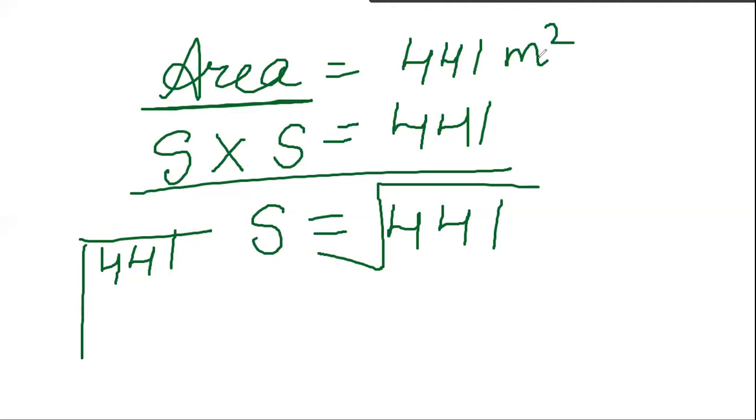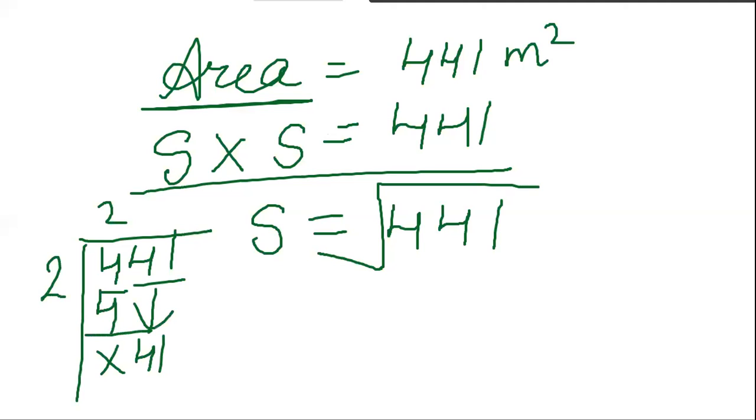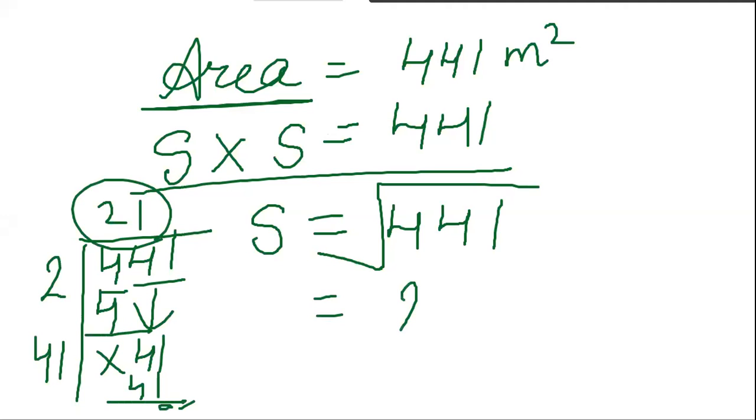So it will go on 2 first. 2 2s are 4. Then take down 41 with the same method. Next step will be 2 plus 2, 4. It will go on 1 now, 41. So here the square root is 21. That means the side is 21 meter. Right? Side is 21 meter.